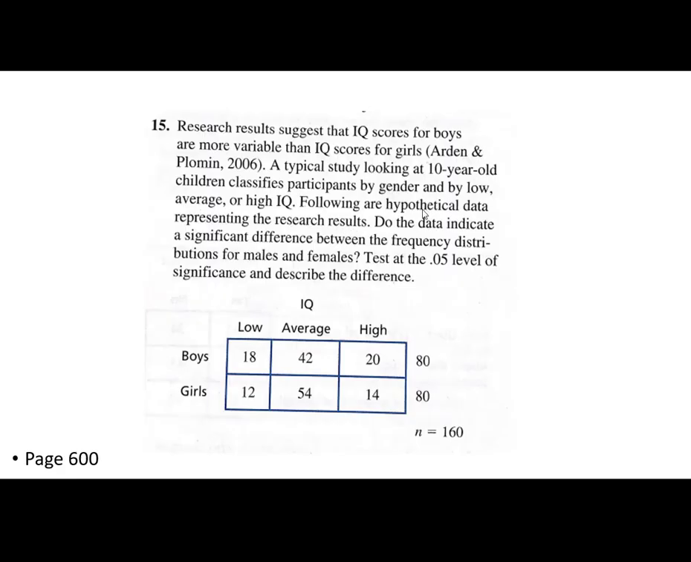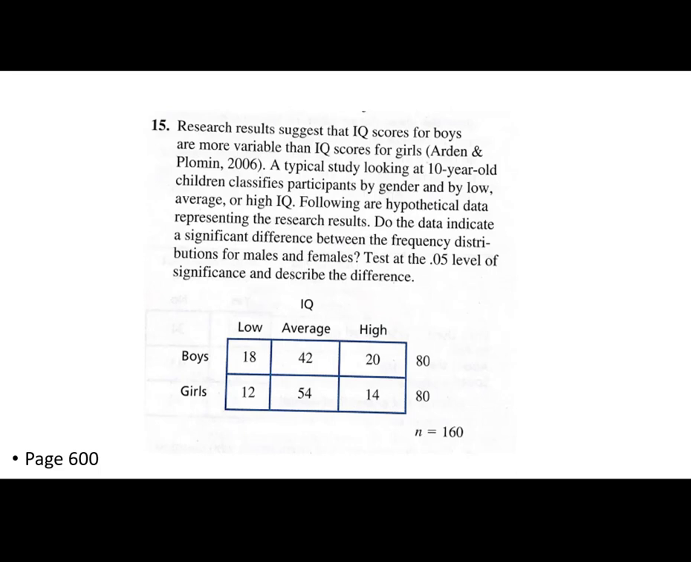Okay, so for the next problem, we're going to do a test of independence. So it says research results suggest that IQ scores for boys are more variable than IQ scores for girls. A typical study looking at 10-year-old children classifies participants by gender and by low, average, or high IQ. Following are hypothetical data representing the research results.